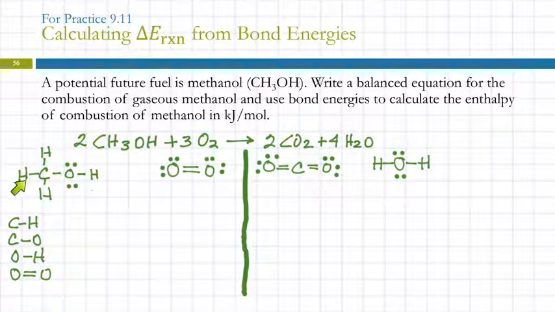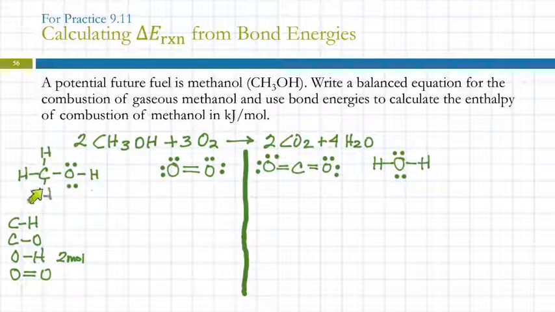We have to consider how many, because if you break twice as many bonds, it's going to take twice as much energy. So I'm looking at 2 moles of methanol. So in 2 moles of methanol, how many moles of OH bonds are there? 2, right? There's 1 mole in each of these. There's one of those bonds in a molecule. So in 2 moles of that molecule, there'd be 2 moles. So I've got 2 moles of those kinds of bonds.